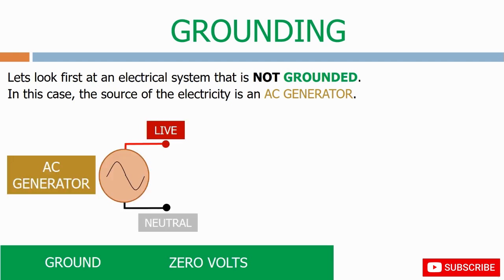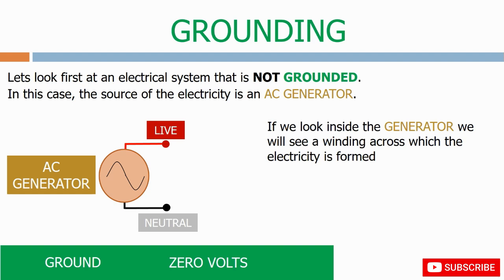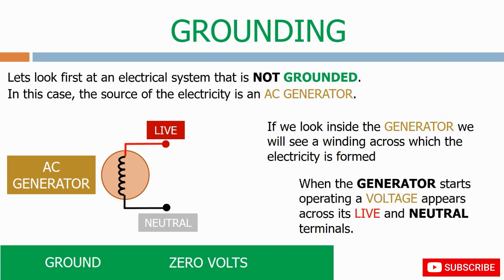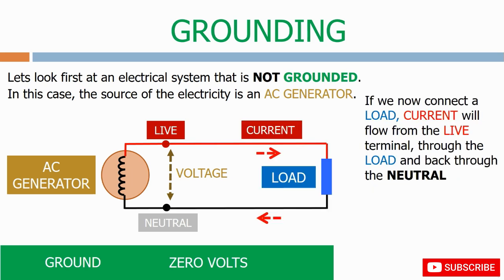Here we have the same generator as before with a live and neutral. If we look inside the generator, we will see a winding across which the electricity is formed. When the generator starts operating, a voltage appears across its live and neutral terminals. If we now connect a load, current will flow from the live terminal, through the load, and back through the neutral.